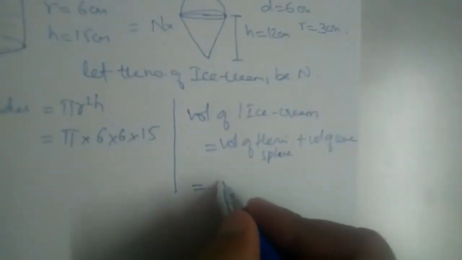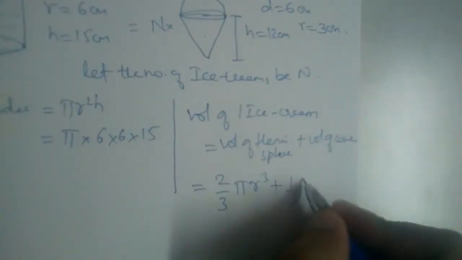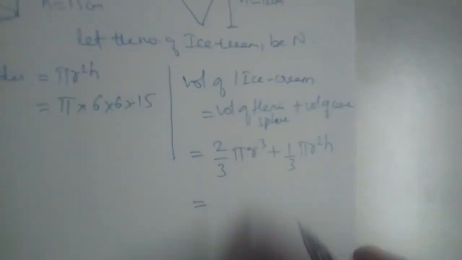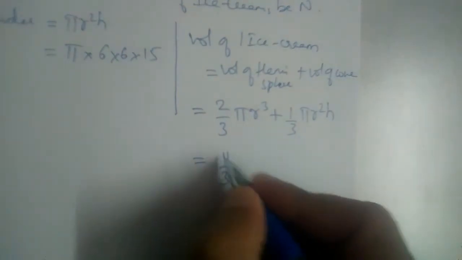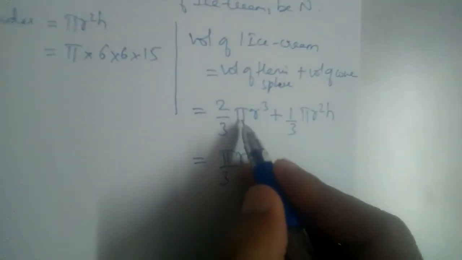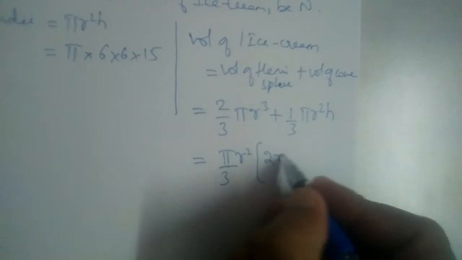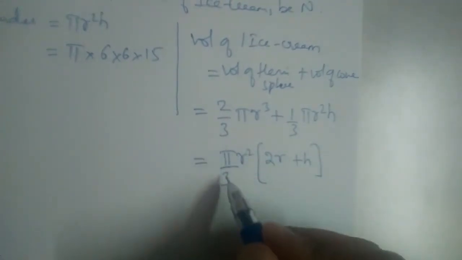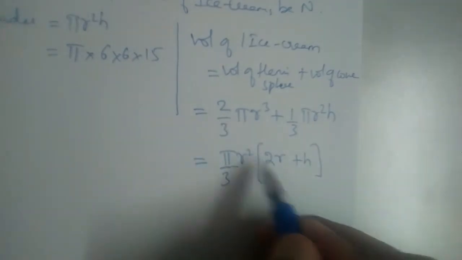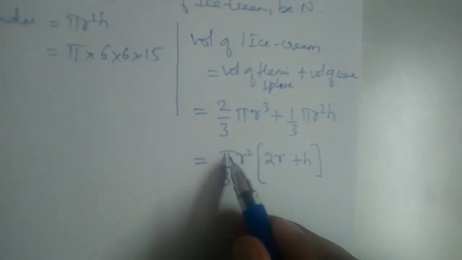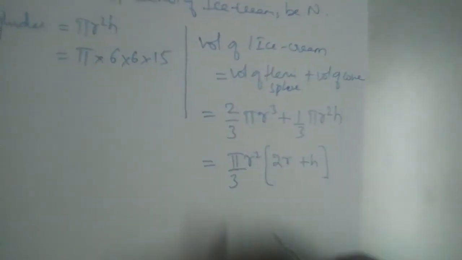So what is volume of hemisphere? It is 2 by 3 pi r cube plus volume of cone, 1 by 3 pi r square h. All right. Okay, what can we take common from here? 1 by 3 pi r square. We are left with 2r plus h. See, if you are having doubts, just multiply. R square into r cube pi. Okay, 2 pi r cube divided by 3, first term. Pi by 3 r square h, second term, right? So it is like this.